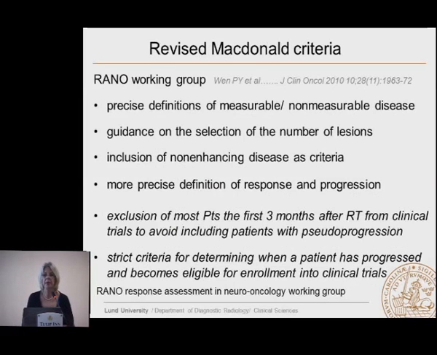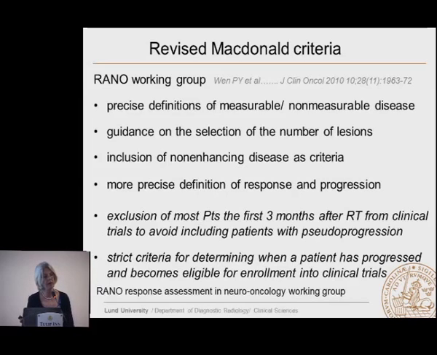So the problem with this method is that it doesn't really include the whole tumor. We are only dealing with the contrast enhancing part of the tumor, and as everybody knows, the tumor usually extends beyond the contrast enhancement. Therefore, back in 2010, the RANO working group revised the McDonald criteria for brain tumor evaluation and for looking at tumor progression. One of the major reasons was also that new therapies have come, and that we have the problem with what we call pseudoprogression.